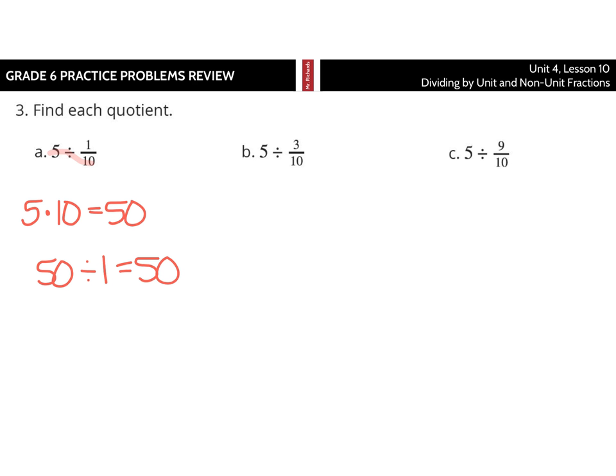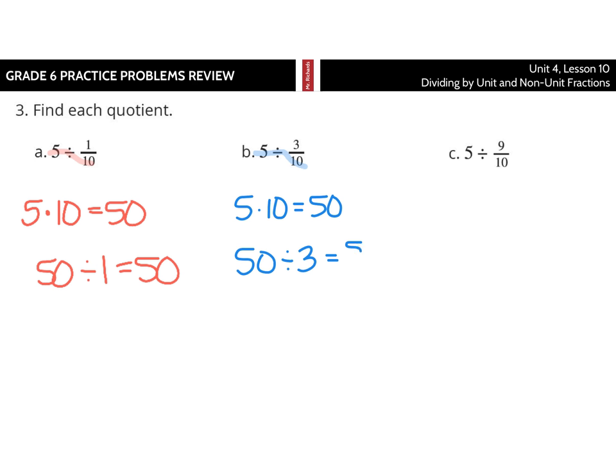What about our next question? Well, let's take our 5 and multiply by that denominator again. So 5 times 10 is 50. And now the difference here is we need to take that 50 and divide by the numerator of 3.